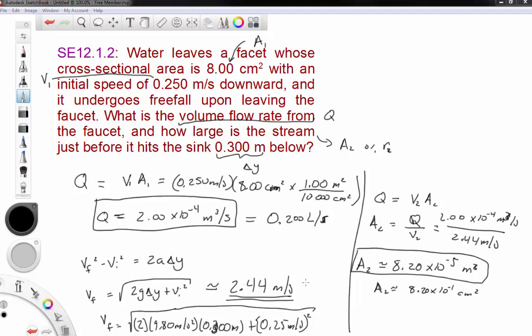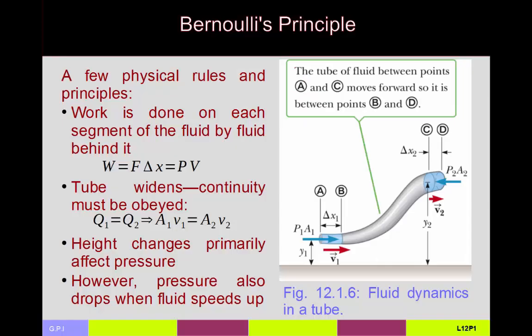It's a radius of about half a centimeter. So R2 is about 0.511 centimeters for what that's worth. And that, of course, you get by dividing this by pi and then taking a square root, because the area is pi times r squared. So we're assuming a circular cross-section.